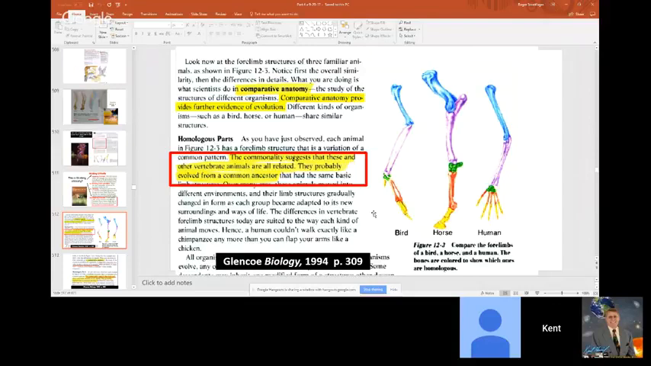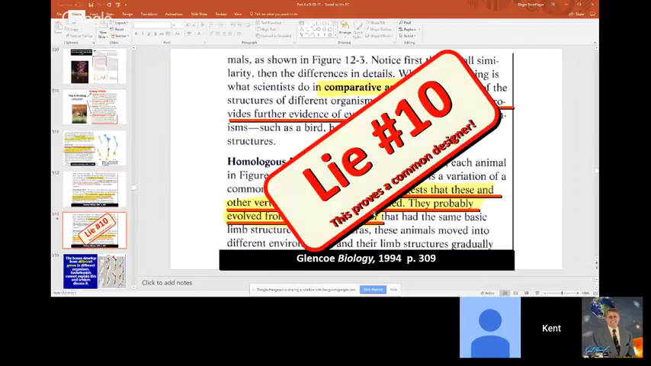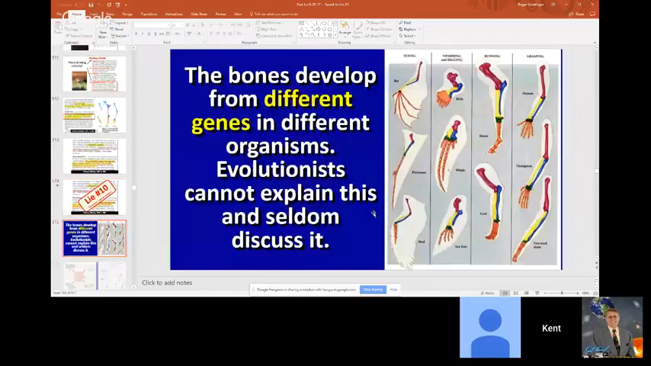And you see a common ancestor, which ultimately goes back to dirt, which goes back to nothing. I don't understand how you can see that. This textbook says, commonalities suggest that these and other vertebrate animals are all related. They probably evolved from a common ancestor. That is complete propaganda. That is silly. That is a lie. It could prove a common designer.